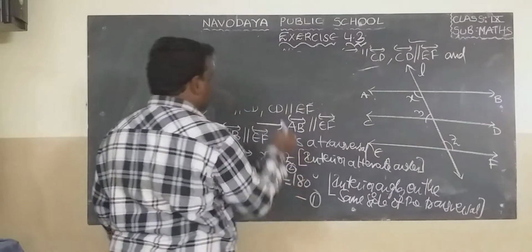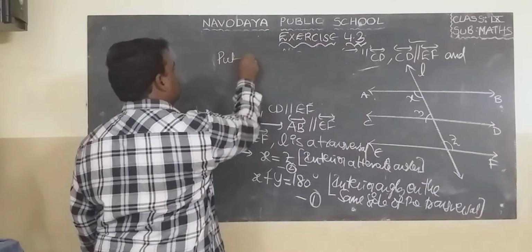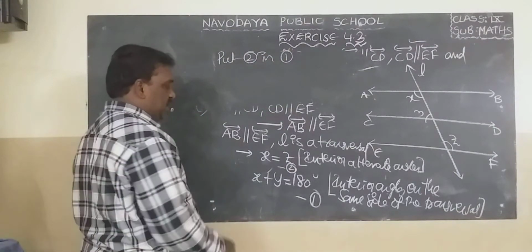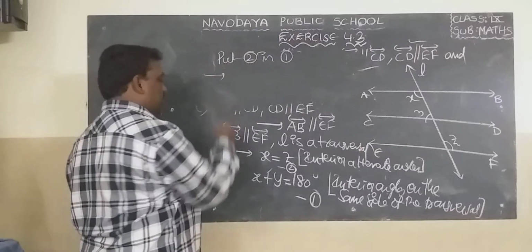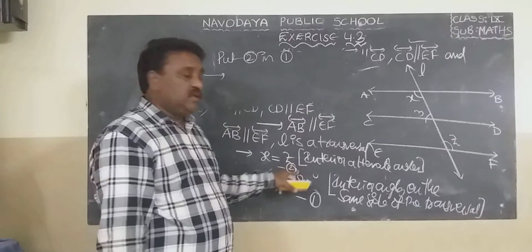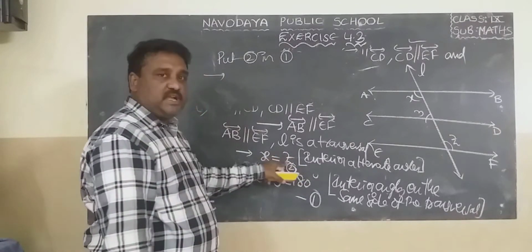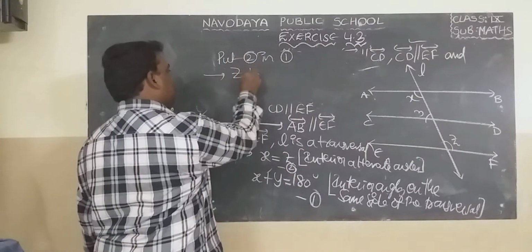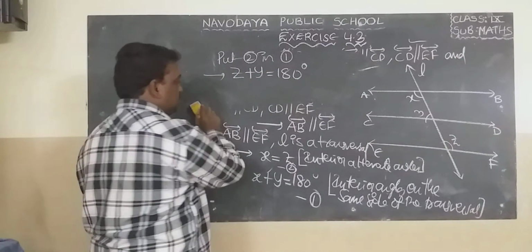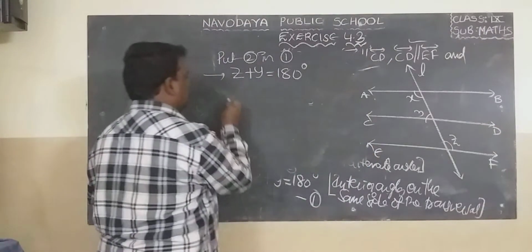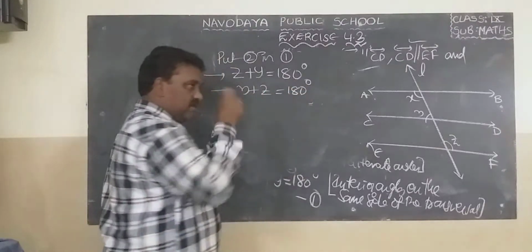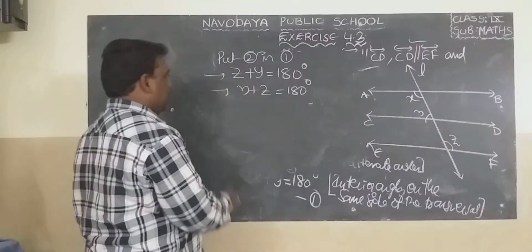Then substitute equation 2 in equation 1. What is equation 1? X plus y equal to 180. What is x value? z. So I want to replace x with z. So what we get? Z plus y equal to 180. It is nothing but y plus z equal to 180.